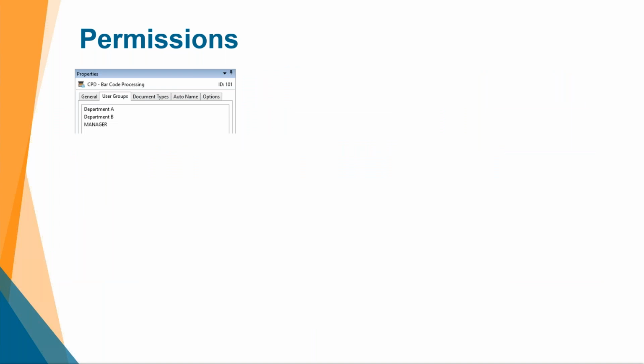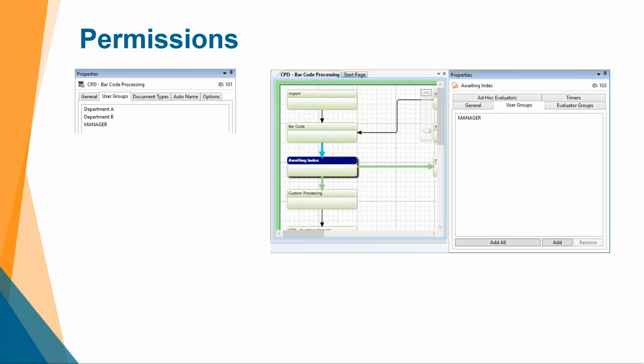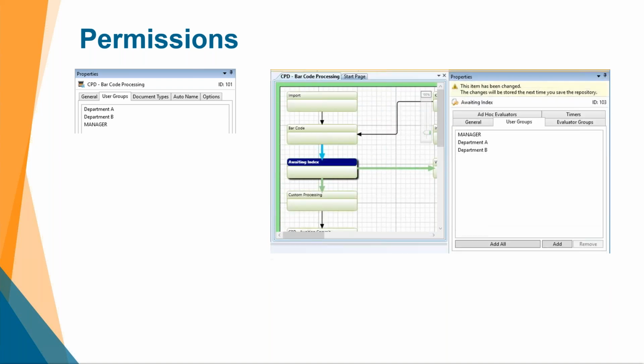Permissions in Capture Process Design can be assigned to any step in a design and are limited to the user groups that have been assigned at the top scan queue level. Individual steps within a capture process design can now have one, some, or all the users available for the queue assigned to that step. By clicking on the Add button, you can choose individual groups, or by clicking on Add All, you can quickly add every user group to the step.